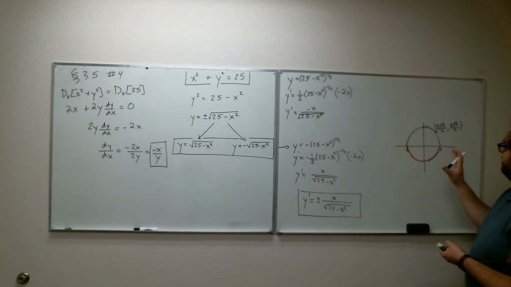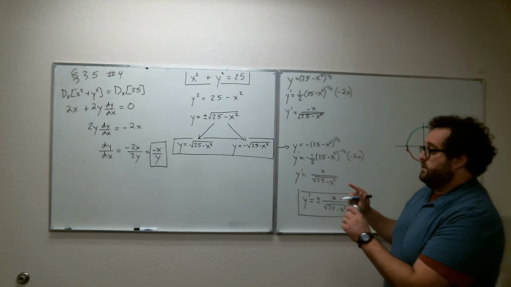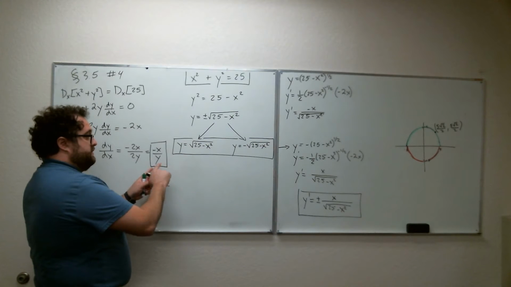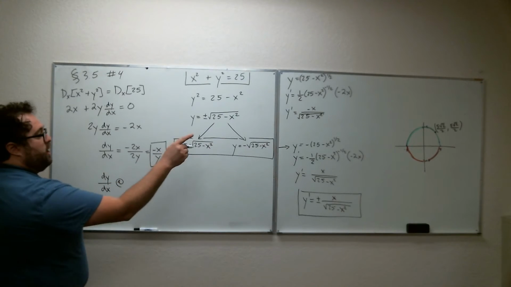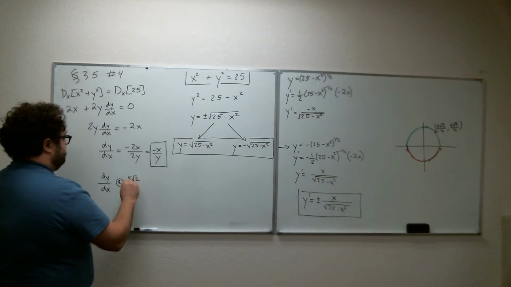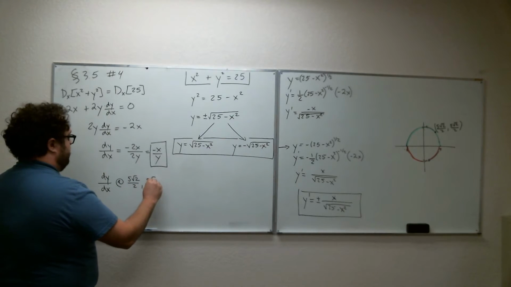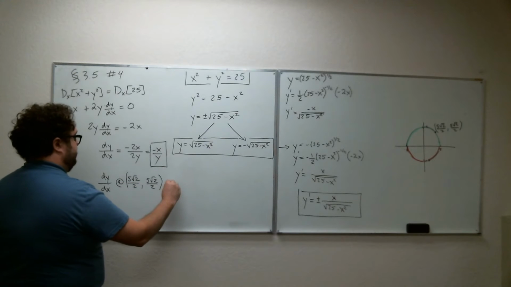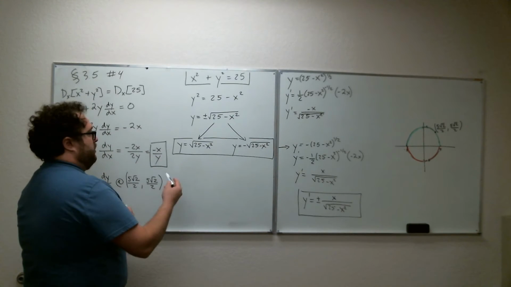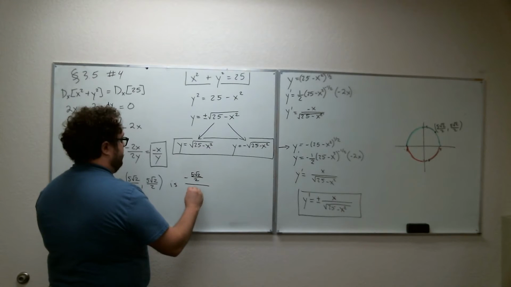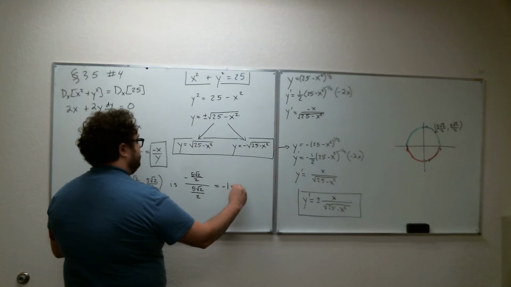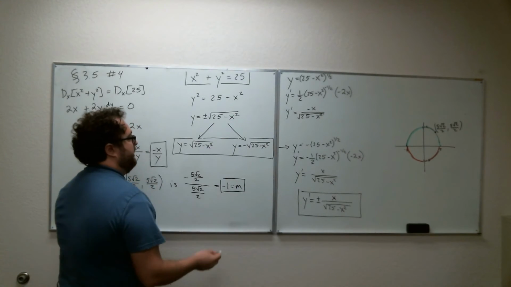So let's say you wanted to find the slope of the tangent line right there. Well, you could certainly just go straight to your implicit derivative. We could say that dy/dx at our point 5 square roots of 2 over 2, comma 5 square roots of 2 over 2 is, and just evaluate. Okay, well that's negative 5 square roots of 2 over 2 divided by positive 5 square roots of 2 over 2, which equals negative 1.